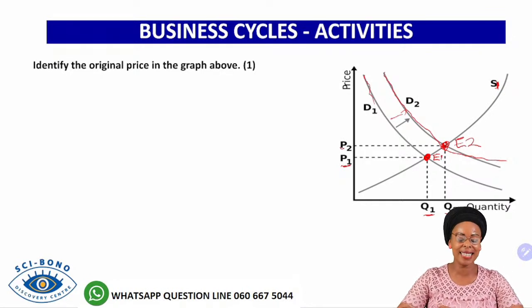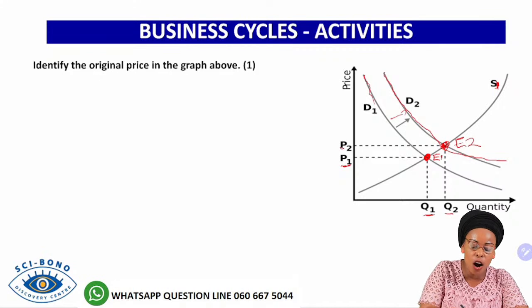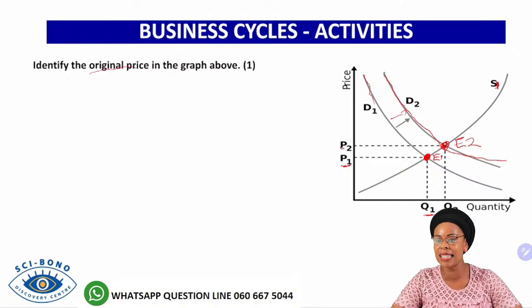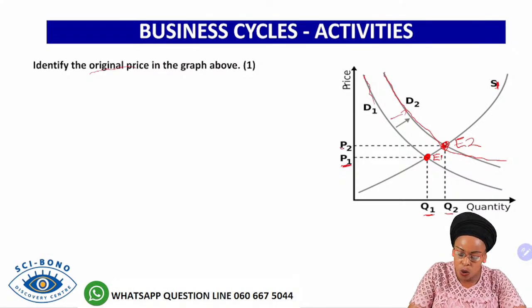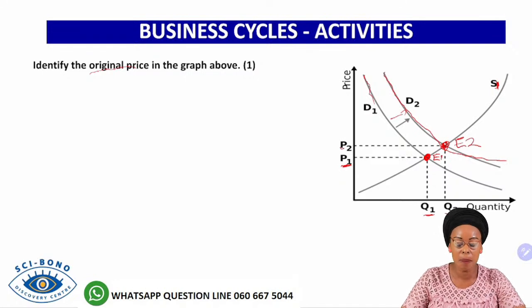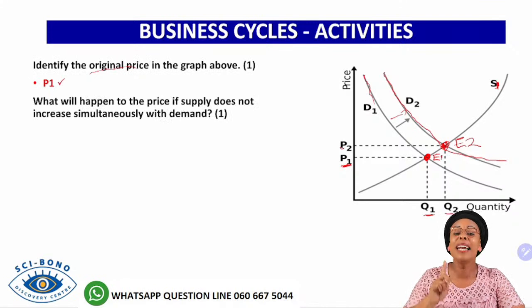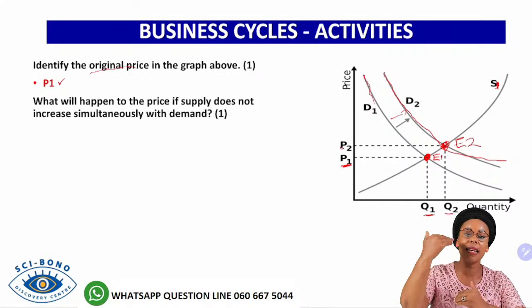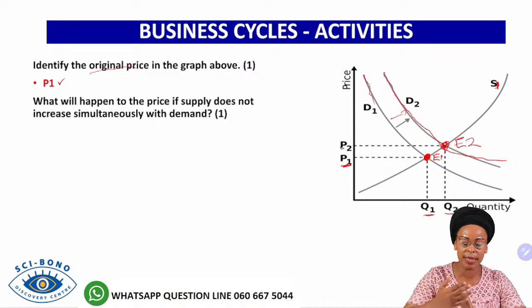So the question says identify the original price. P1 will be our original price. 1 mark for that. Remember, I said it starts with easy questions. So this is easy, 1 mark for it.